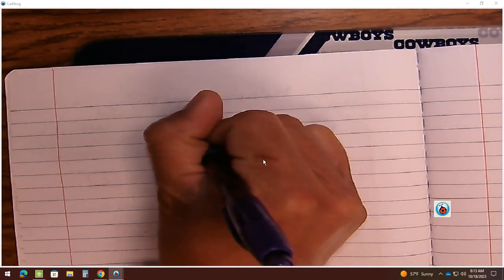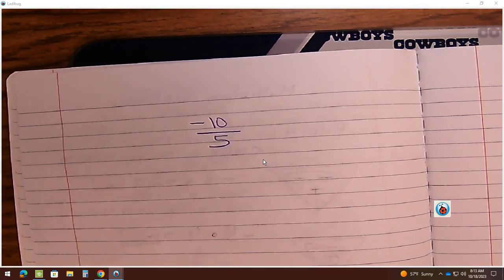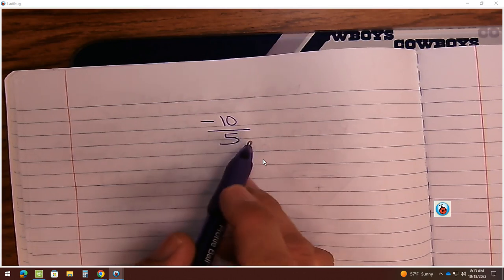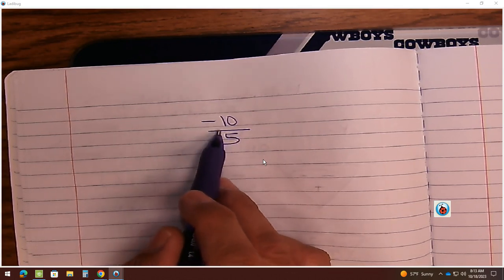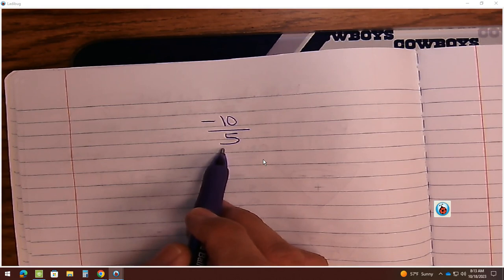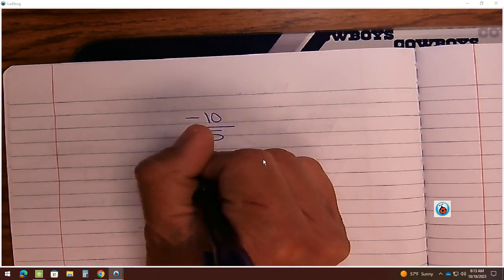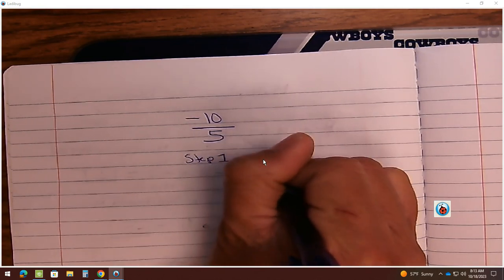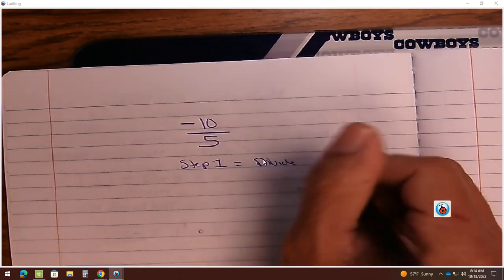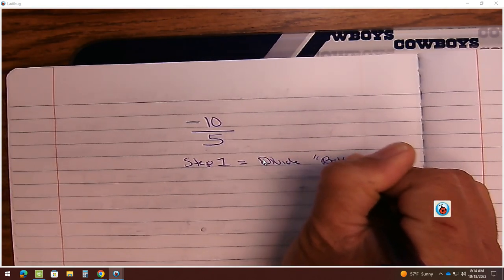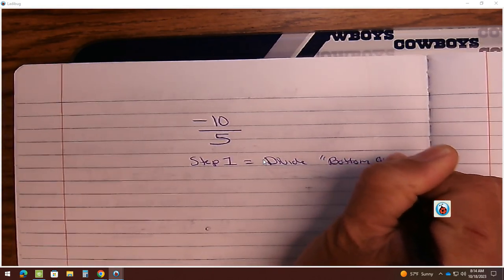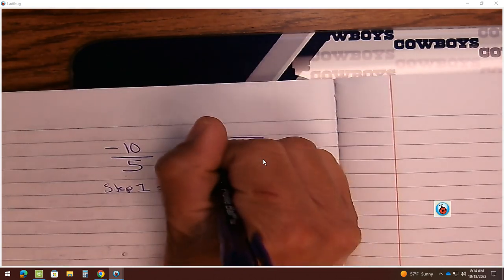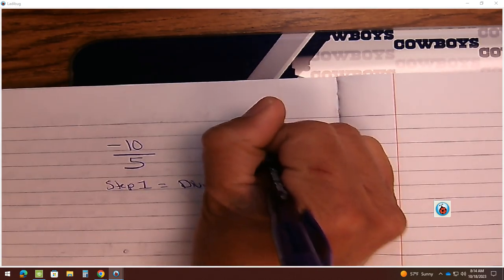Negative 10 over 5. Now, some kids will say, that's division? Yes. What did I say that this bar means in math? Divide. Negative 10 divided by 5. Right? So, step 1 in division. No. Just divide. Like you always do. Bottom out. Basically, we're doing bottom out. That's why I said bottom out is going to be so important. So let me go bottom out. 10 divided by 5. Put your decimal at the end.